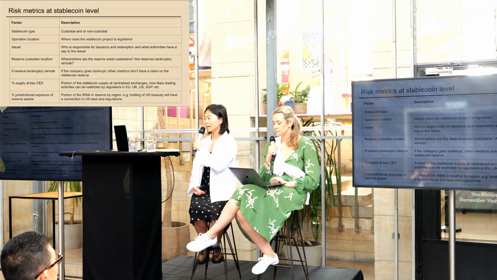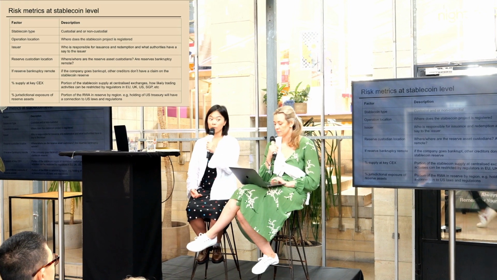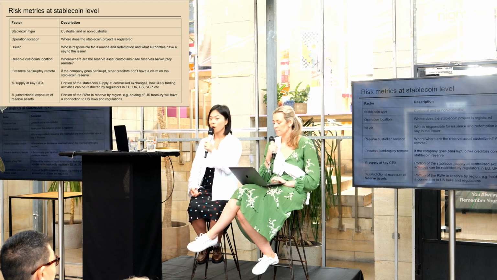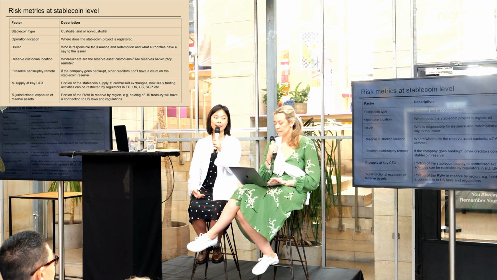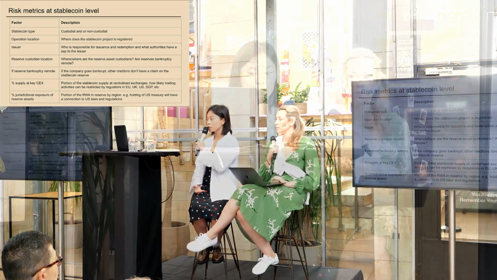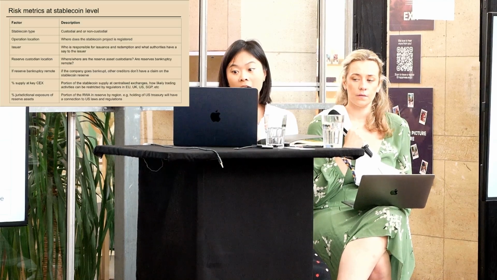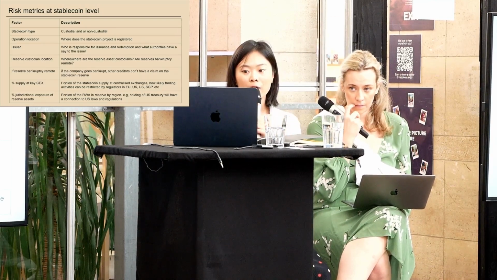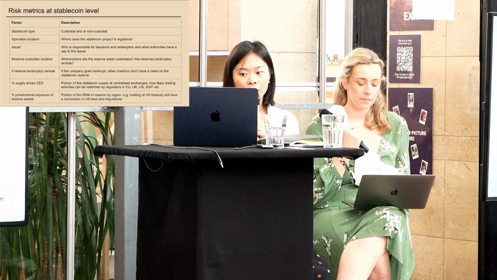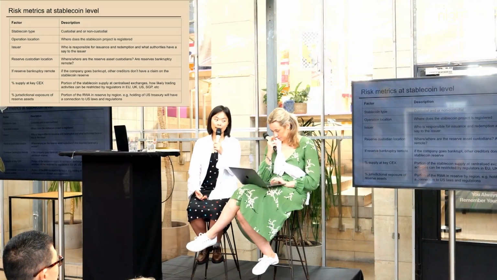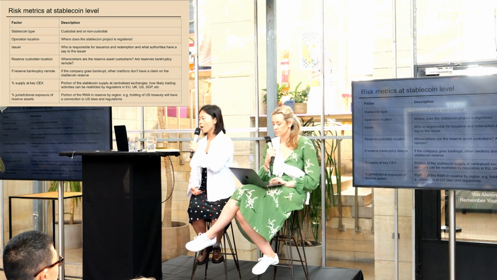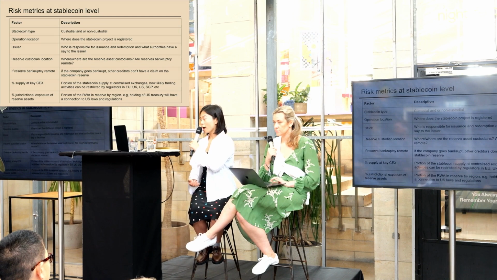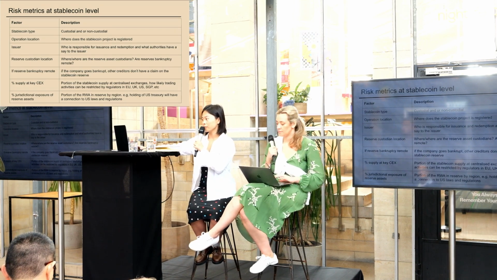if other creditors have a claim on the stablecoin reserve, then we managed to identify two quantitative factors for regulatory risk. One is the percentage of the stablecoin supply at key centralized exchanges. So this is the portion of the stablecoin supply at centralized exchanges, which proxies how likely trading activity can be restricted by regulators in key jurisdictions like EU, UK, US, and Singapore. And then the last one is the portion of the real-world assets in reserve by region. So for example, holding of US Treasury will have a connection to the US laws and regulations.